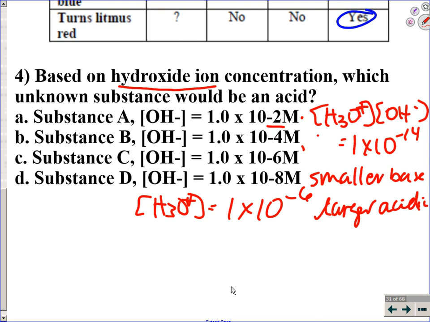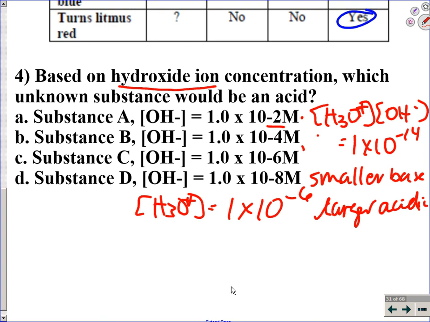What is the hydronium for B? 10 to the negative 10th, right? So hydroxide's 10 to the negative 4, hydronium's 10 to the negative 10. Who's larger? Negative 4, so hydroxide by like a million times, right? 6 zeros difference. That's a lot more hydroxide. This is definitely going to be basic.